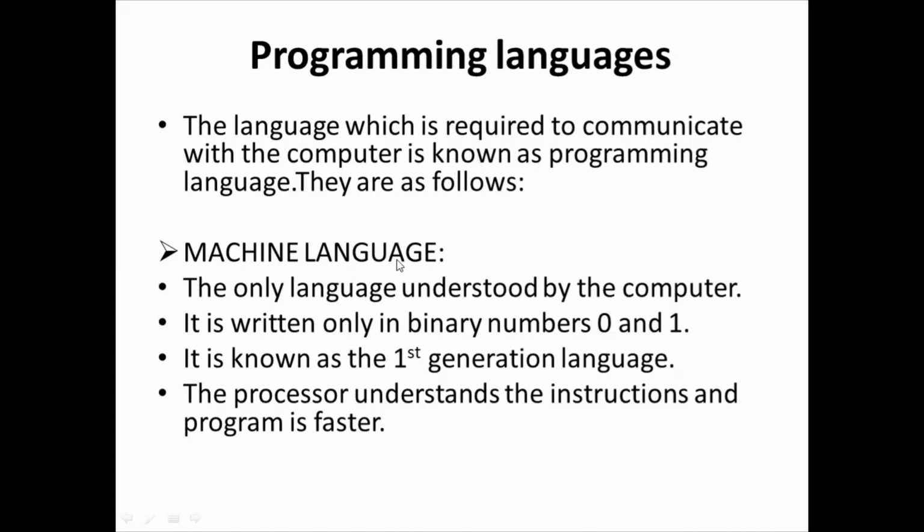So they are as follows. The first one is machine language, the only language understood by the computer. So this is the only language which is understood by the computer, that is the machine language. And it is written only in binary numbers 0 and 1. And it is known as the first generation language. The processor understands the instructions and the program is faster. Here the program is faster. The reason is, as the computer understands machine language, only the binary numbers 0 and 1 are used. So the program is very fast and the processor understands the instructions very clearly.